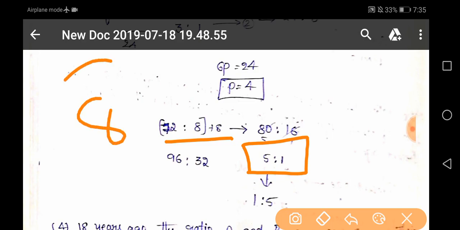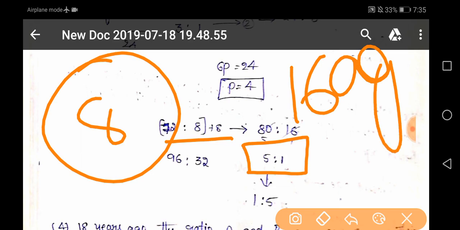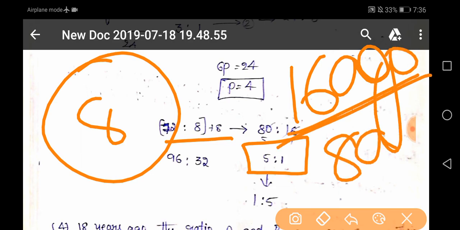And be careful about why we have taken 8. 8 is before 8 years ago. So already we are finding 16 years ago. So again 8 years ago means in that only it will come, no? In that itself it will come. So we are just adding it, we are not multiplying, we are not subtracting. This is how you'll solve.